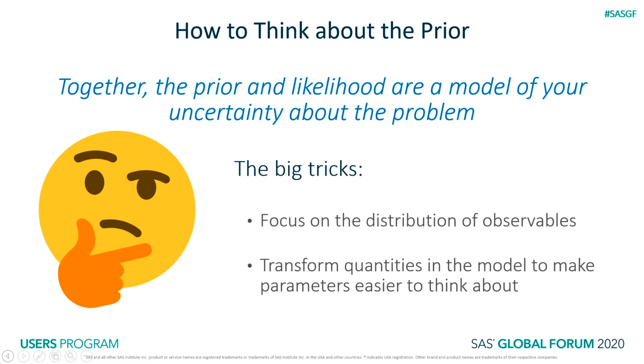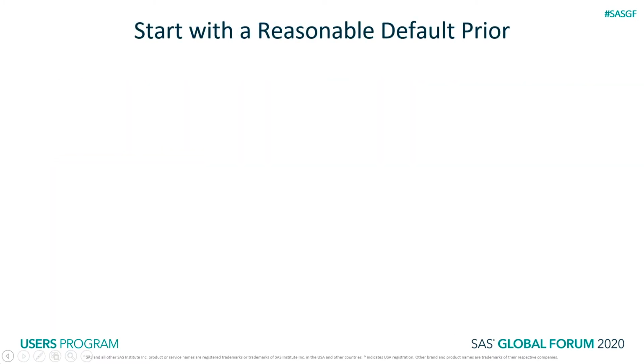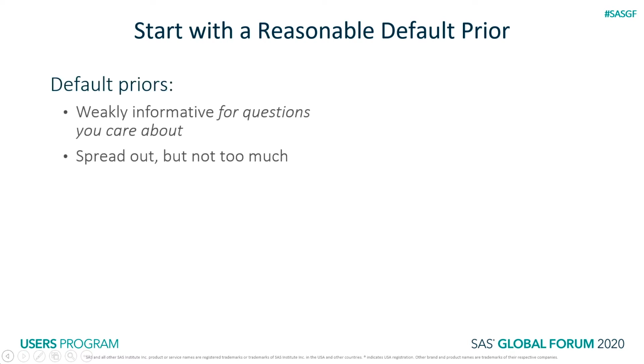Now, we'll get into an example where we show very concretely how to make these transformations, but it really depends on the model, so it's hard to give general rules. But once you have these transformations, it's time to pick a prior. What do you do? What I'm going to say is you start with a reasonable default prior. What do I mean by default? Something that's weakly informative, so spread out but not too much, for the questions that you care about.